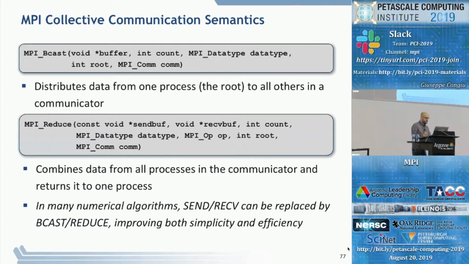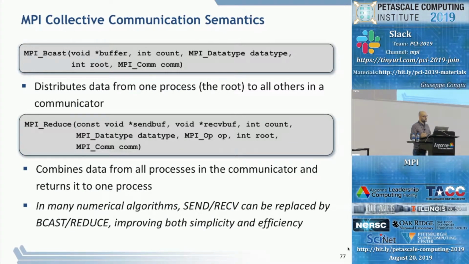The second aspect concerns the data type matching rules. In the presentation yesterday, you were introduced to point-to-point operations. You have seen that, for example, in point-to-point operations, the sender and the receiver are allowed to use different derived data types to send data to each other. The restriction is that the basic type in the derived data type has to be the same. However, the amount of data can be different. So the receiver can expect to receive a little bit more data than the sender is actually sending.